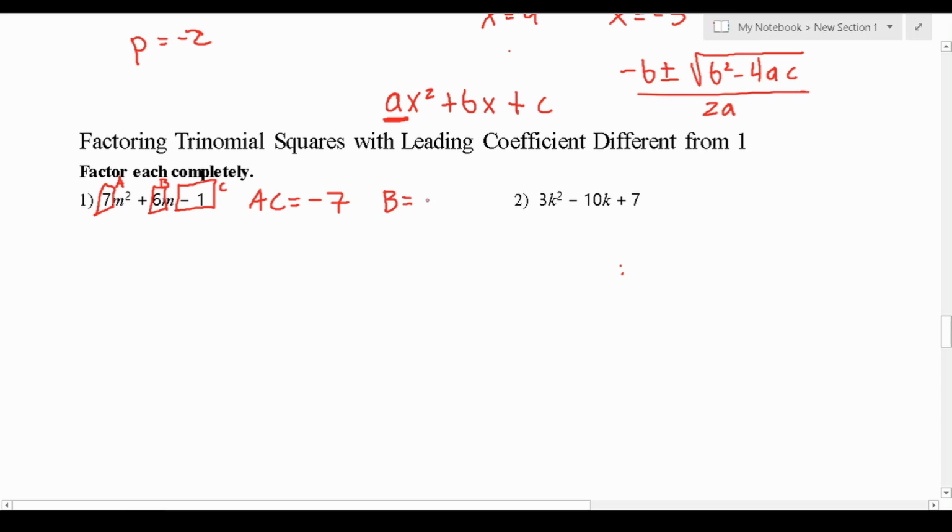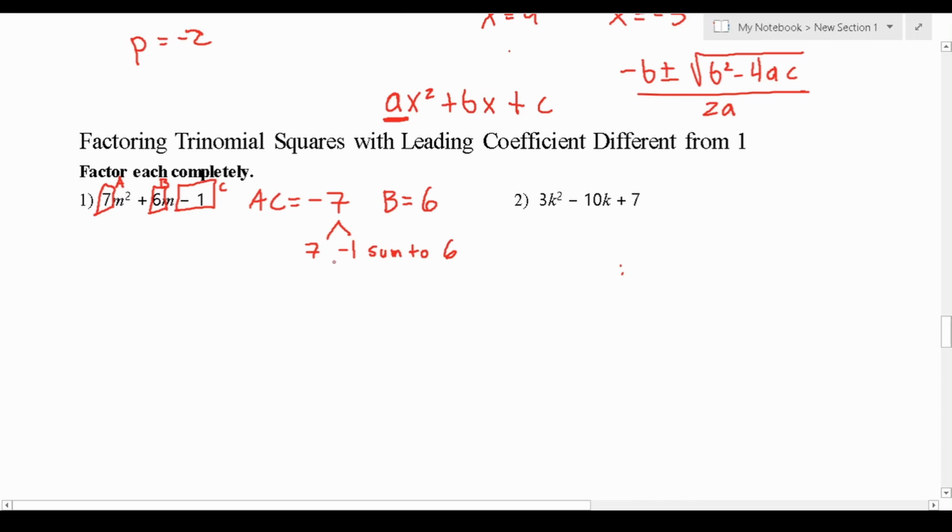Let's write that over here. And then it says find 2 integers that multiply to ac, but add to b. So let's go ahead and see what that looks like. Again, we're looking for 2 factors of negative 7 that add to positive 6. Well, if we do positive 7 and negative 1, positive 7 times negative 1 is negative 7. And these, of course, sum to positive 6. Again, 7 plus negative 1 is positive 6.